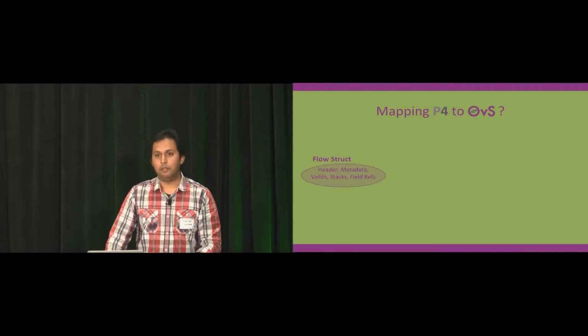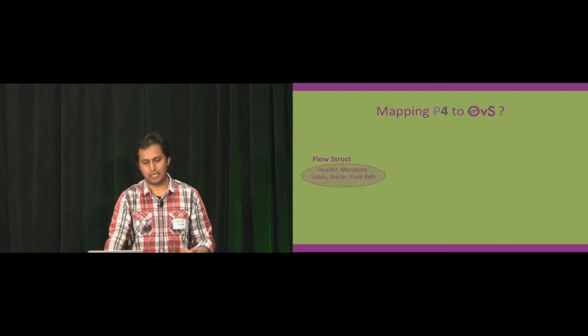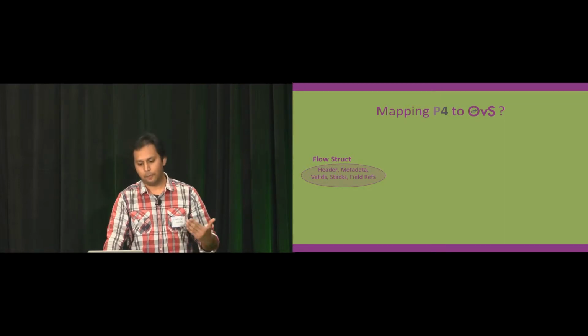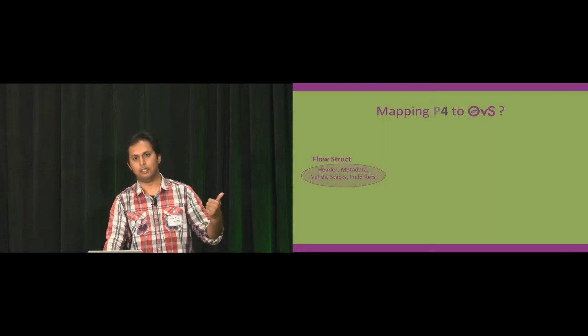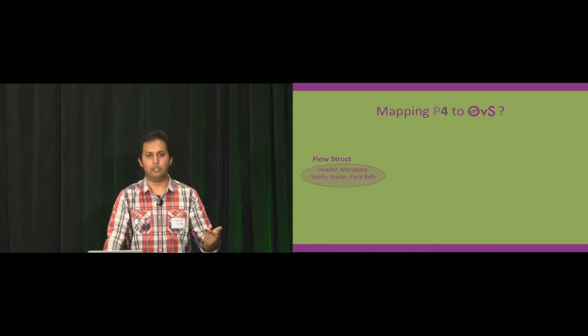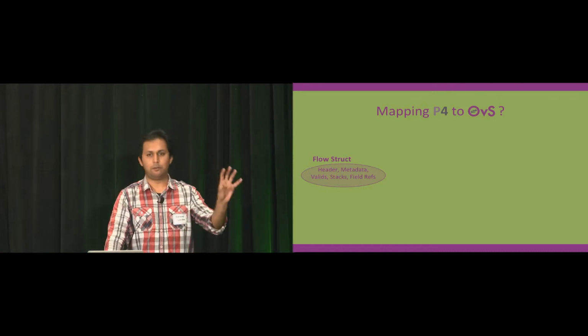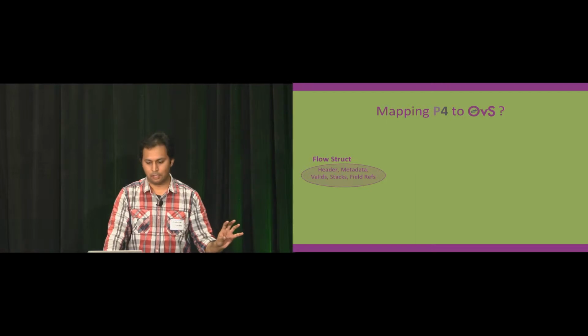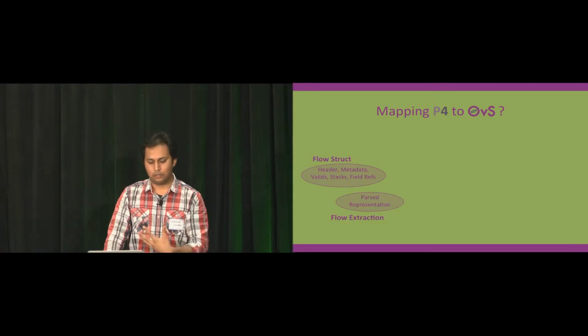Okay, so in P4, there is a notion of header, metadata, valids, stacks, and field refs. These are all different ways of accessing some state in P4, whether it's packet-related information like a header, or something that you deduced during the packet parsing or match action pipeline, like metadata and other stuff. All of this in OVS is mapped onto a flow struct. And then we have the parse representation, the way we want to parse a packet. That description actually maps onto the flow extraction block.